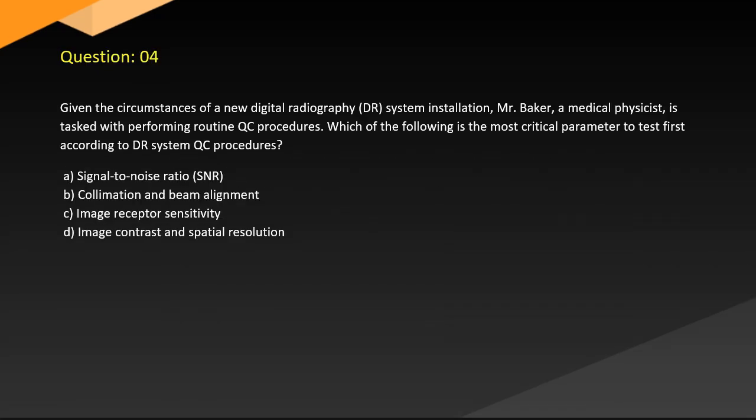Question 4. Given the circumstances of a new digital radiography (DR) system installation, Mr. Baker, a medical physicist, is tasked with performing routine QC procedures. Which of the following is the most critical parameter to test first according to DR system QC procedures? A. Signal-to-noise ratio (SNR). B. Collimation and beam alignment. C. Image receptor sensitivity. D. Image contrast and spatial resolution.